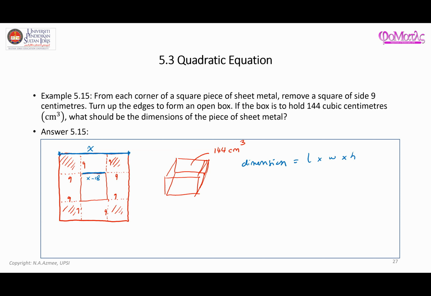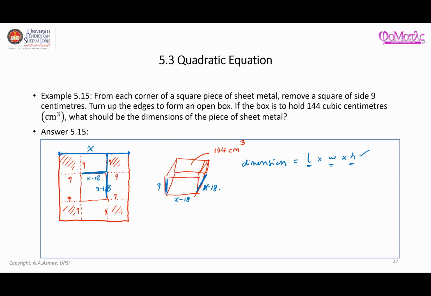So this must be x minus 18. So this one also must be x minus 18. And the height, which is this one, height is 9. This is x minus 18. And on this part is also x minus 18. Okay. So we need to find what is x, because we need to know what is the dimension, what is length, what is width, what is height. Okay, height is already known, 9 centimeters, fine.